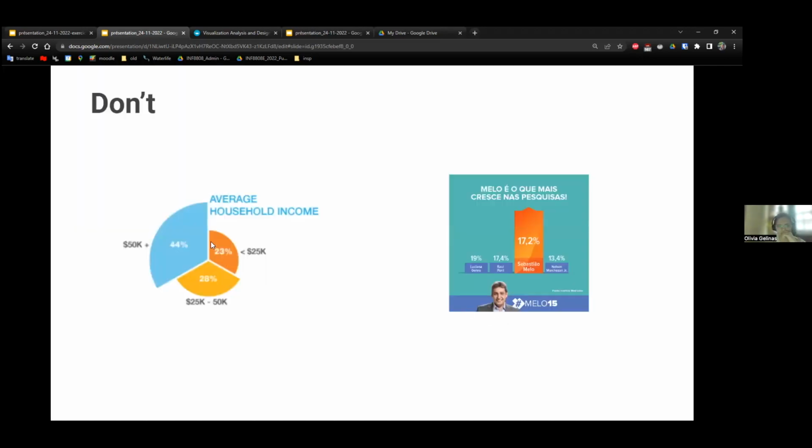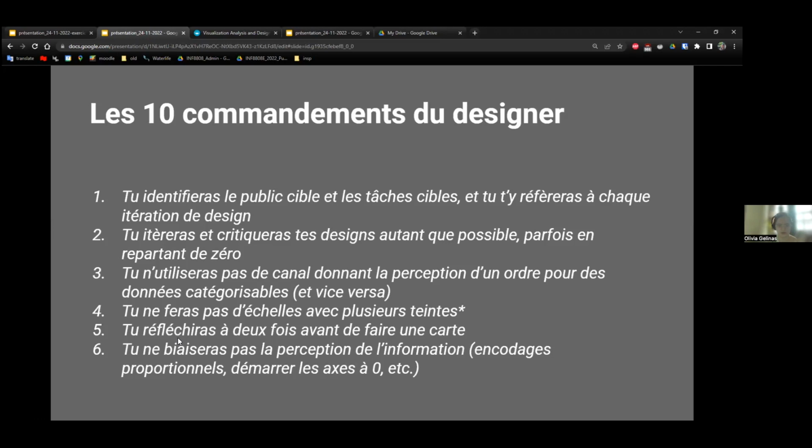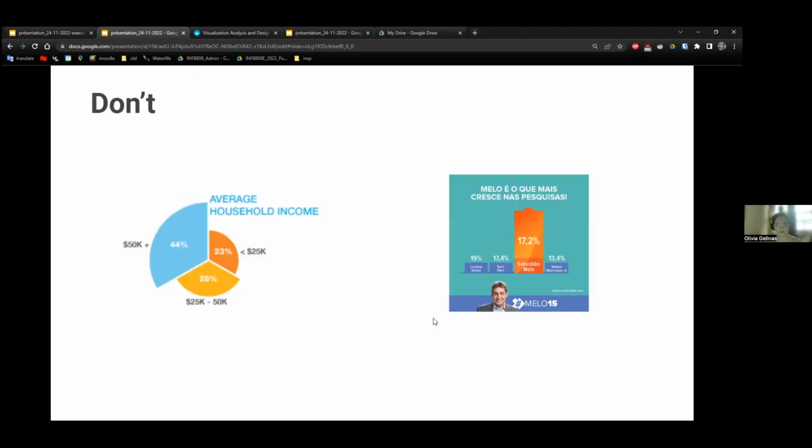Here, there are 2 examples that do not meet that point, so they bias the information. It's not a bias for the information. So what's the issue with these two graphs? I'm going to give you a few seconds to think about it.